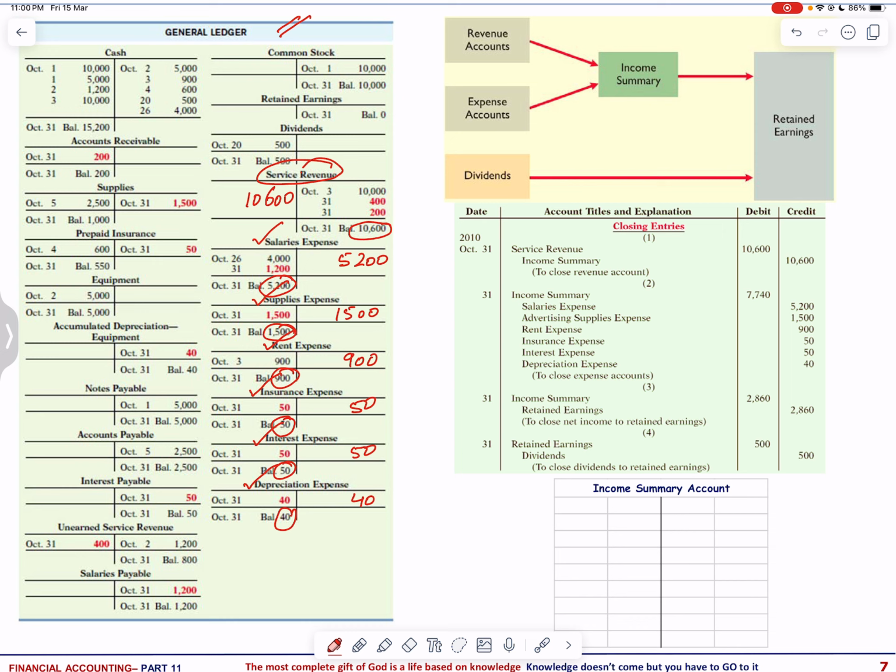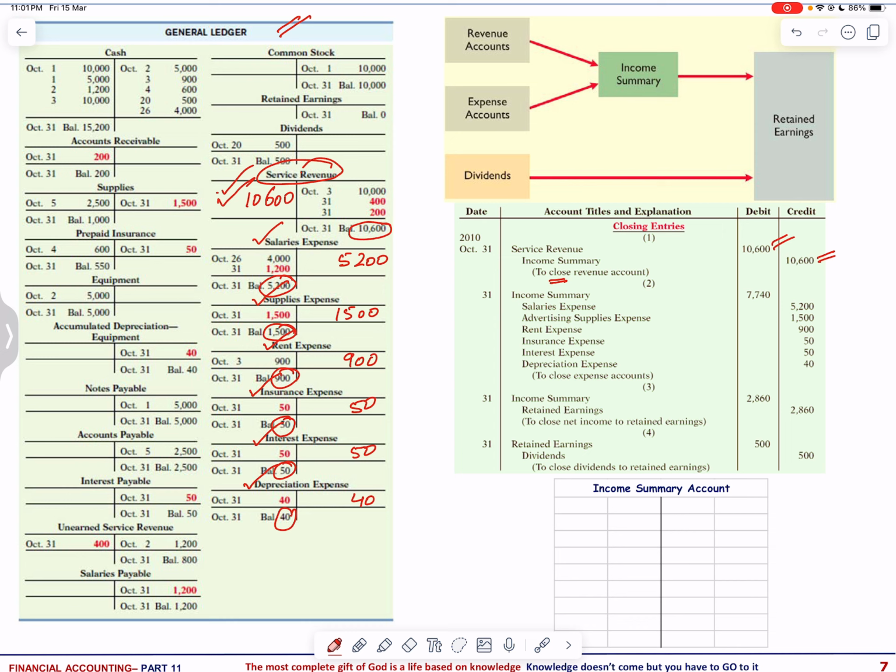Now, please note that we have not generalized the closing entries so far. So when we are closing the revenue account, we have debited the service revenue account, and so we have to credit a new account called the income summary account. So you can see that service revenue is debit and income summary is credit, and this entry is done to close the revenue account. So when we are closing, we reverse the rule for revenue. Revenue will be debit and income summary is credit.